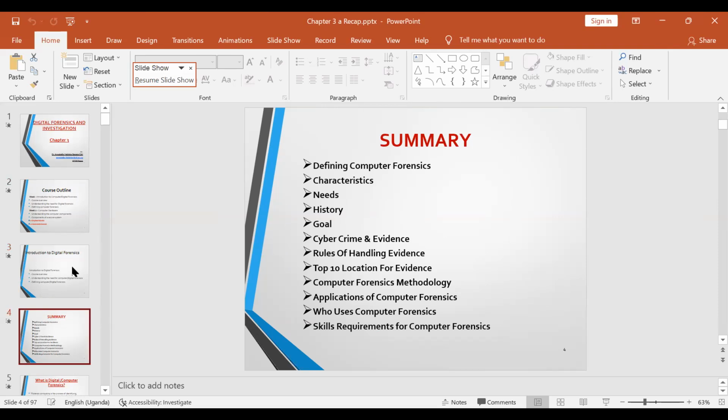Basics around, again, defining, characteristics, why forensics, the history, the goal, cyber crimes and evidence, the rules of handling evidence, locations for evidence, the top 10 locations of evidence. Let me quickly pick through.